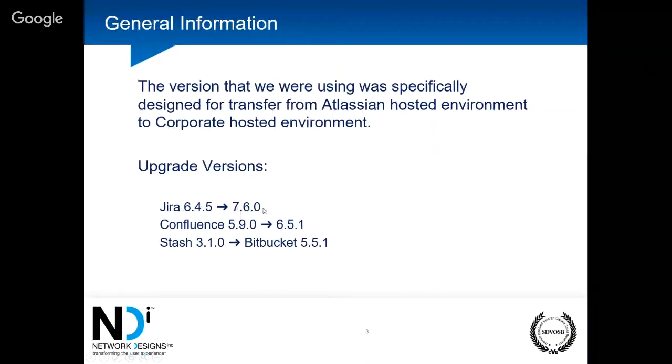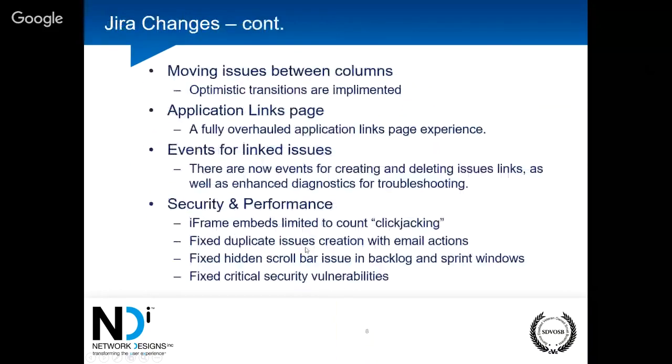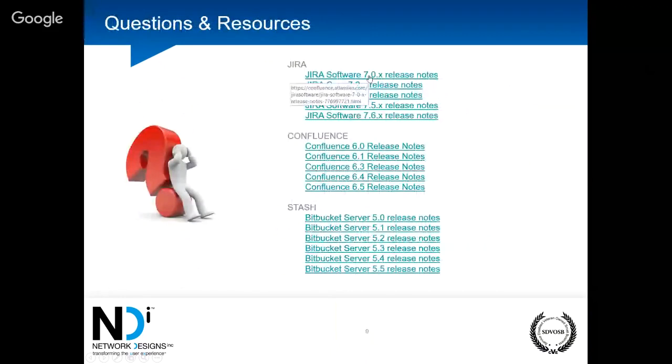the versions that we ran through, right, from 6.4.5 to 7.6.0, and from 5.9 to 6.5, and from 3.1 to 5.5, and we look at those release notes, there's quite a few versions that we upgraded, and unfortunately had to do each step. We couldn't just go from 6.5 to 7.6. We had to go to 7.0 and then to 7.2 and then to 7.5, and so on and so on and so on. And the same thing for Confluence, the same thing for Stash. These are not cumulative updates, but we have accumulated the updates.